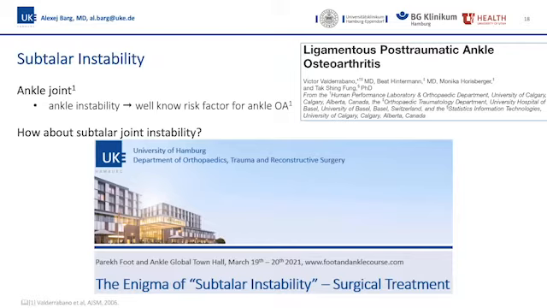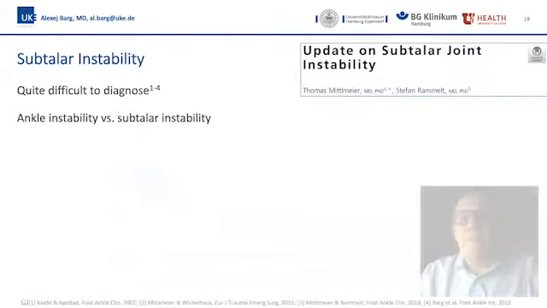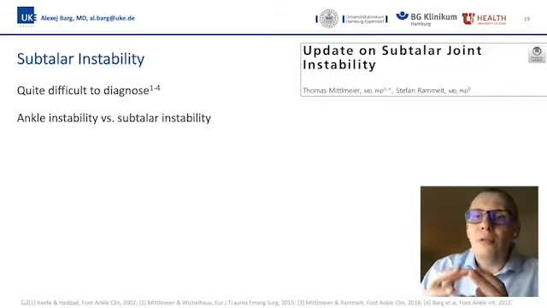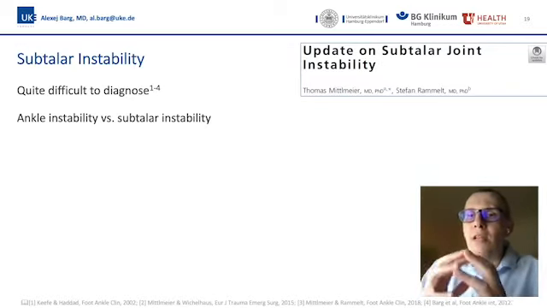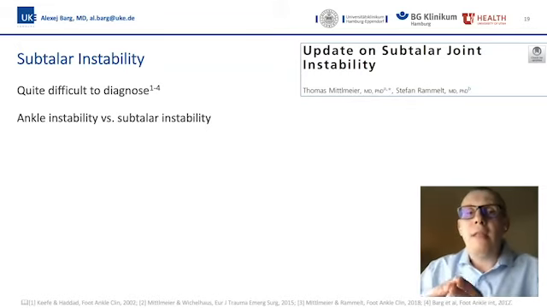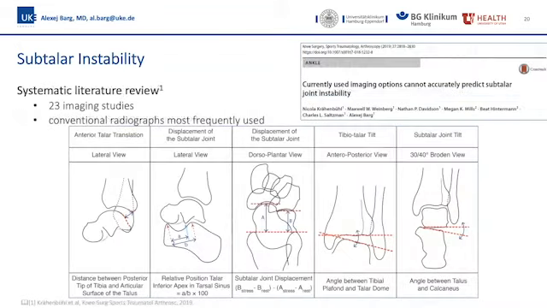No one would think about the topic enigma of ankle osteoarthritis or ankle instability. So the problem is the subtalar instability is quite difficult to diagnose because those two joints are very close, and there are also some ligaments which stabilize both joints. Tibiotalar means ankle and subtalar joint.